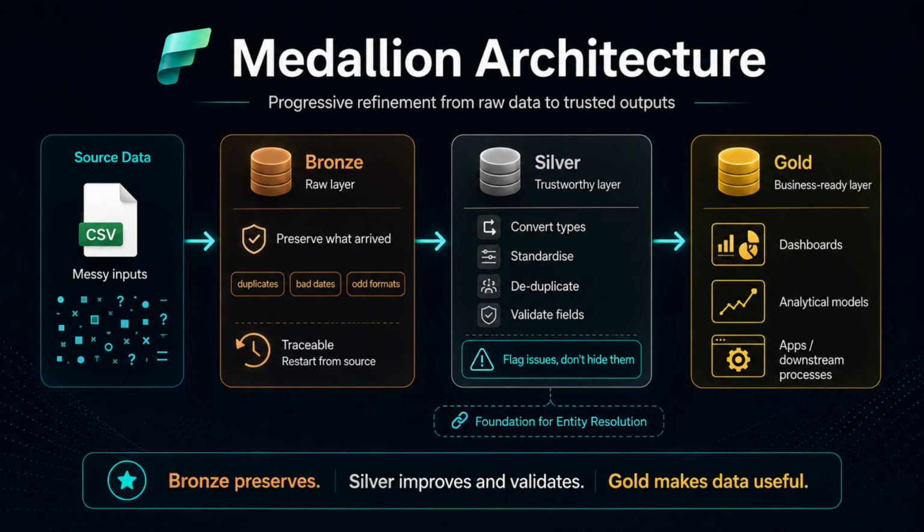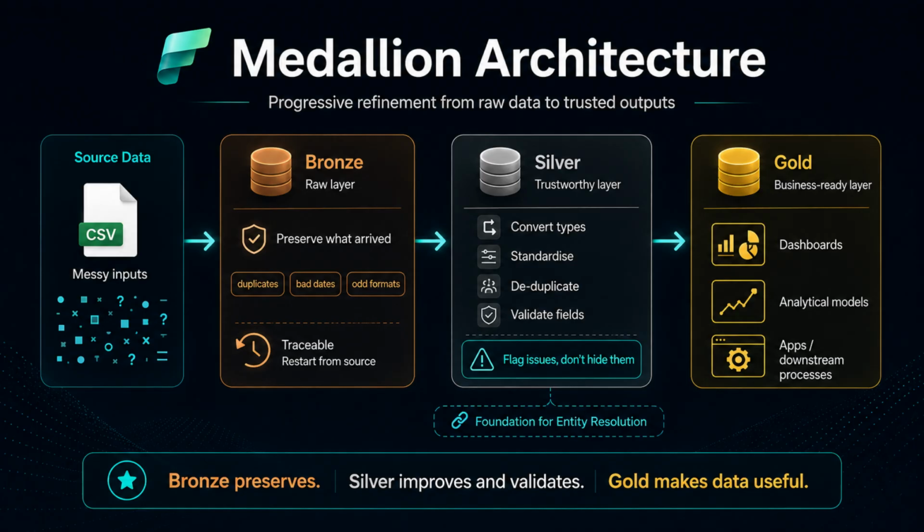Then we move into silver. This is where the data starts becoming trustworthy. We convert data types, standardize formats, remove duplicates, and validate important fields. But there's one principle I want to follow throughout this demo. Bad data doesn't automatically mean deleted data. If something is wrong, I'd rather flag it clearly and preserve it than make it silently disappear.